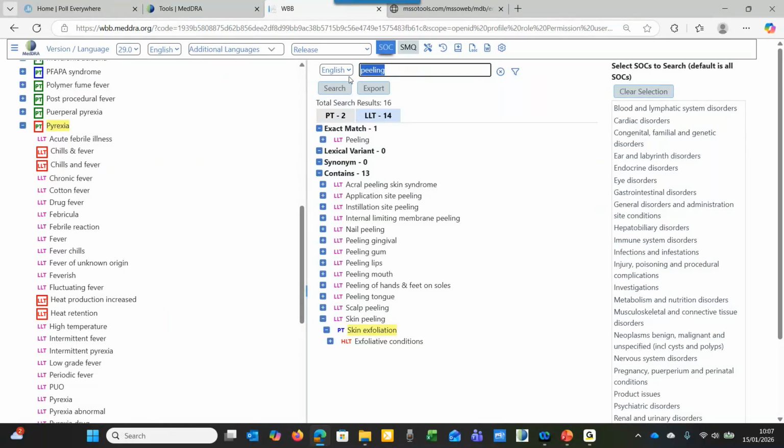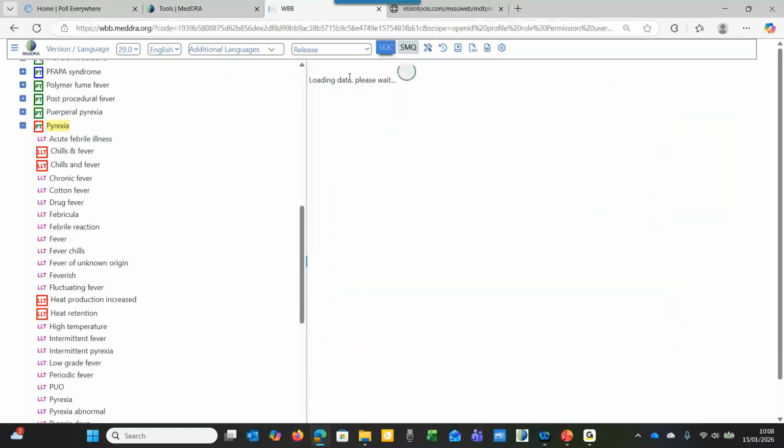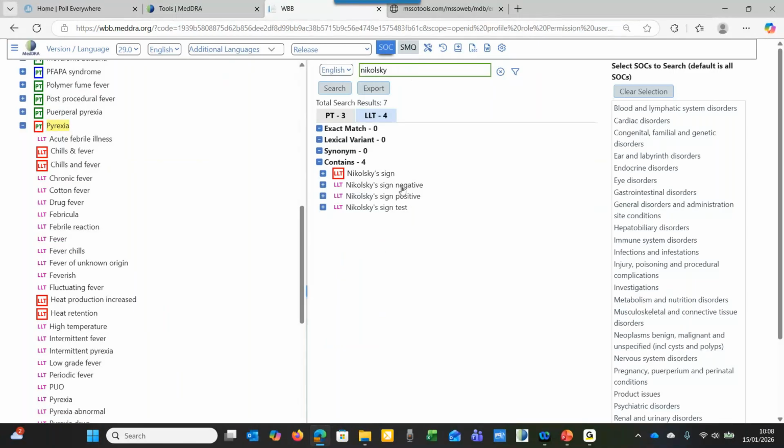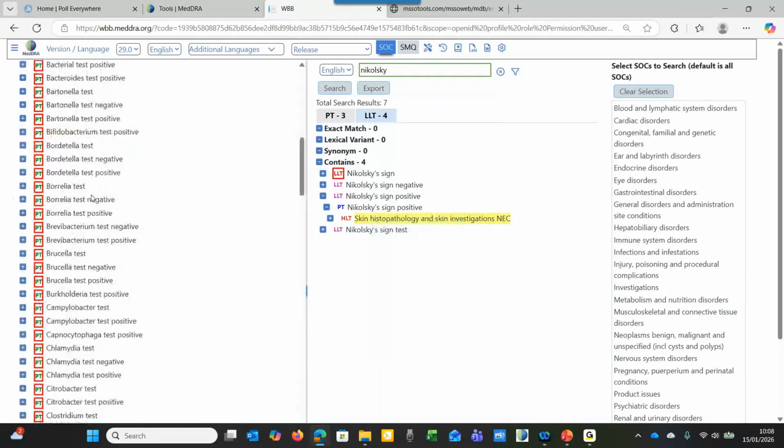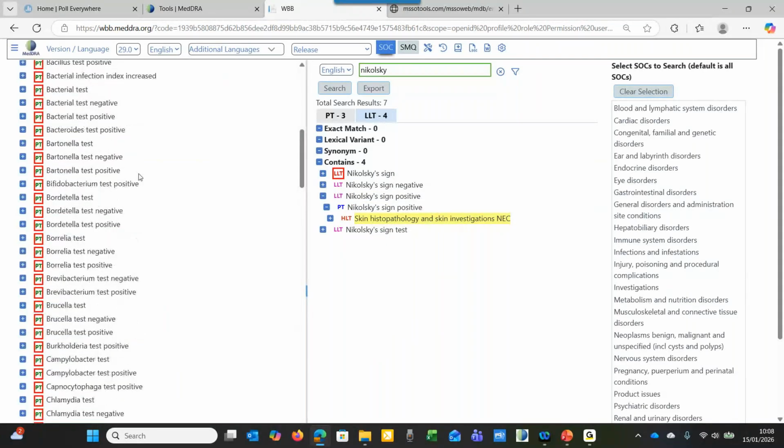We've got our Nikolsky sign. We have a positive, negative, and a test. The sign itself was recently made non-current because we decided that we would make the LLTs more clear whether it's positive, negative, or just the test. Nikolsky sign was too vague. So we know that it's positive, and we can see that that's the PT as well. It's an investigation. I can go to the browser and can see in this investigation. And I'm going to talk about the PTC guidance when we come to the end of the example.